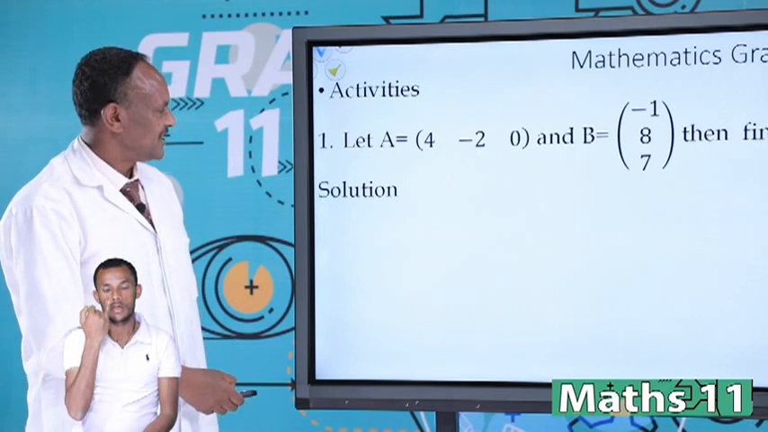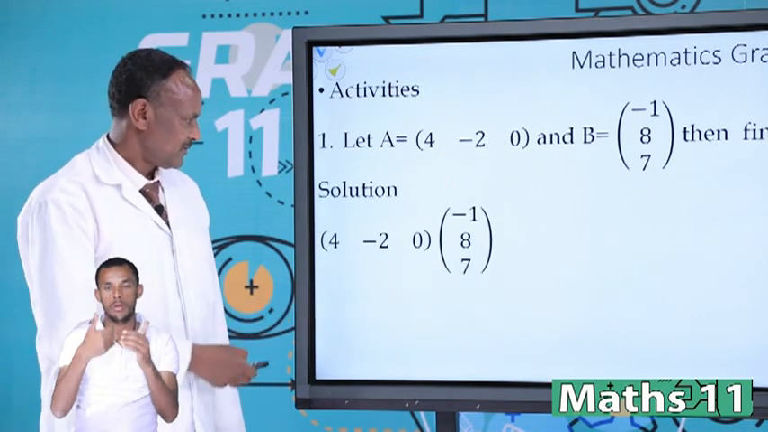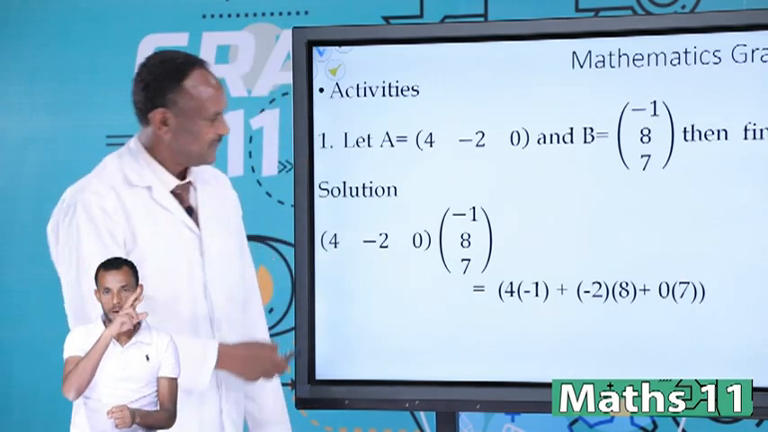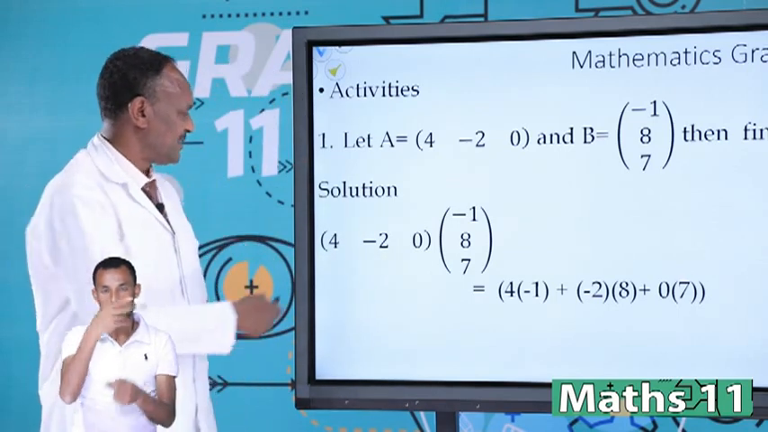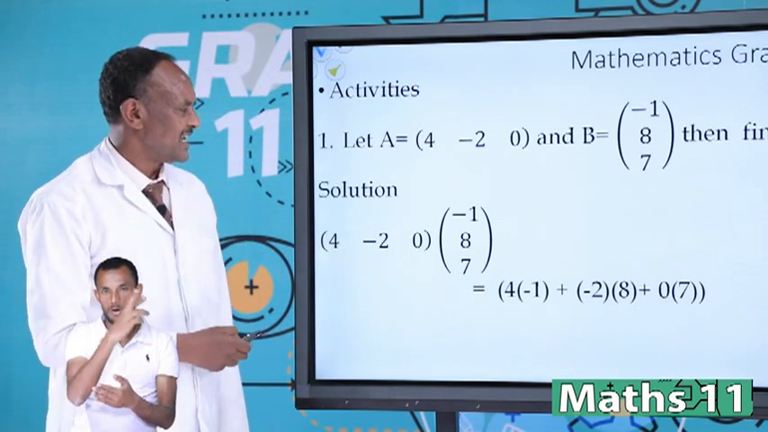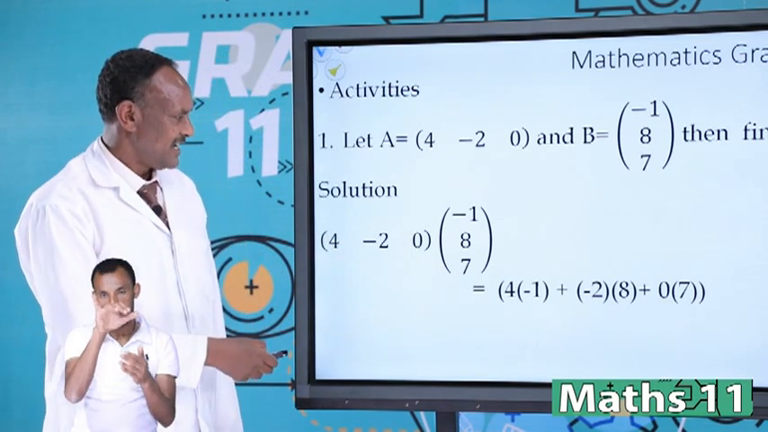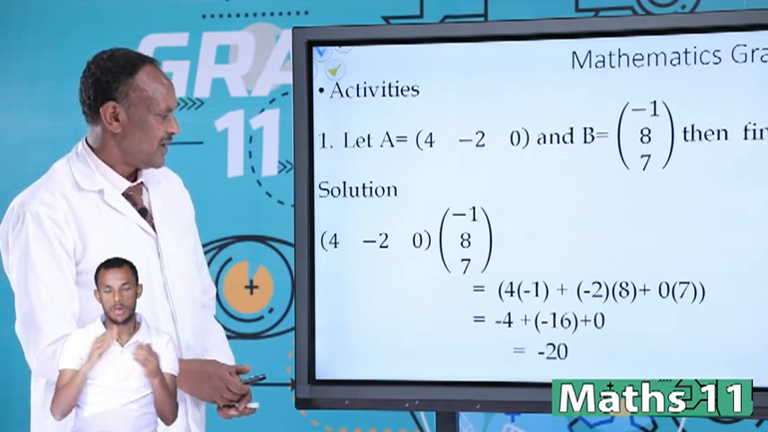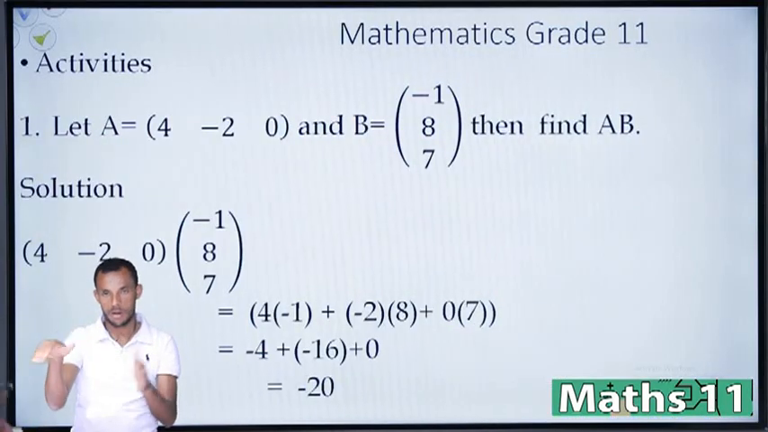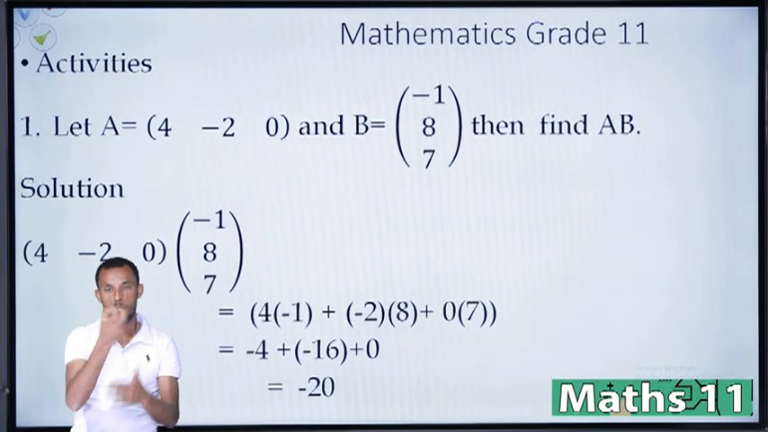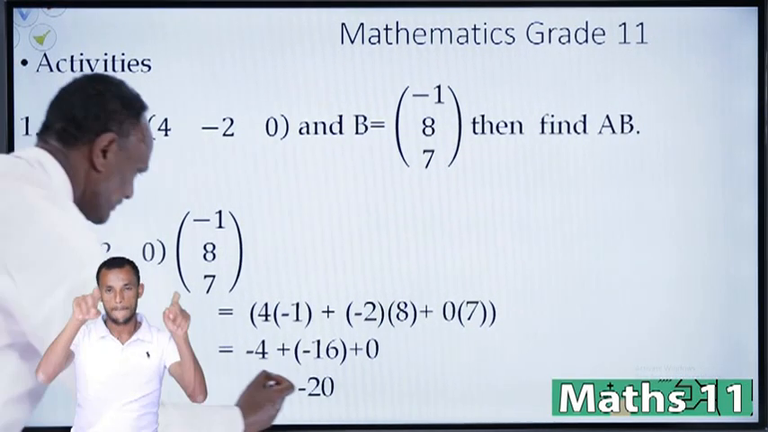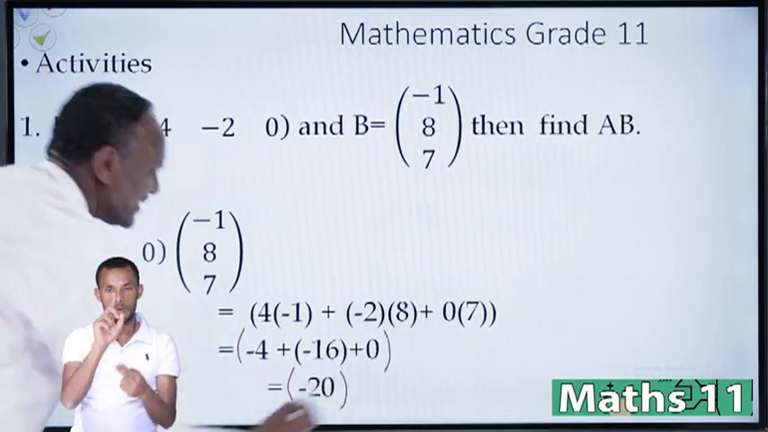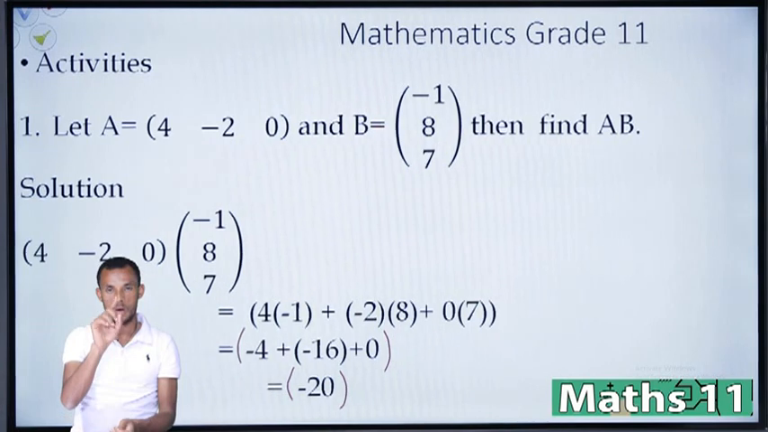If you want to see how it was calculated, what I have done before, row by column, you are multiplying each element of the row with each corresponding element of the column matrix. Then you are adding up. You will get a value equal to -20. It is a matrix represented by this product. You should have a bracket over here, because it will be a 1 by 1 matrix.